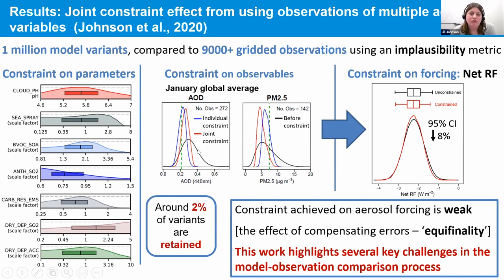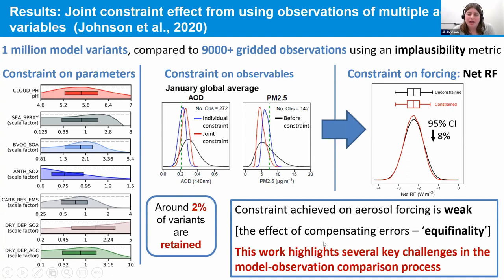But when we do this constraint and we feed this through to our aerosol forcing response, we actually find that the constraint that we achieve there is relatively weak. It's a reduction in the 95% confidence interval of only around 8%, which is quite disappointing really after the effort that we went to with this.